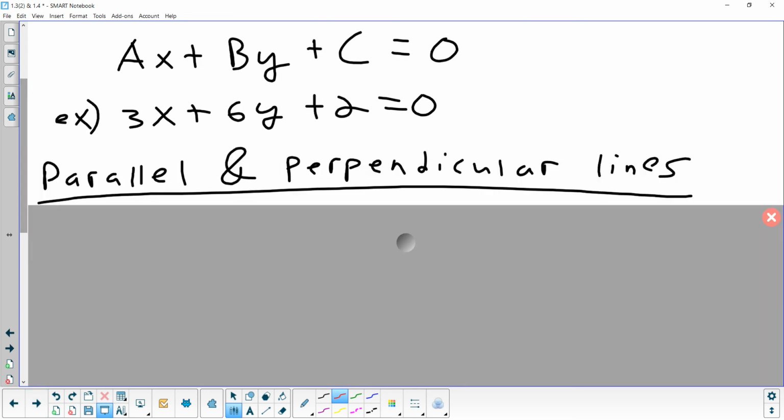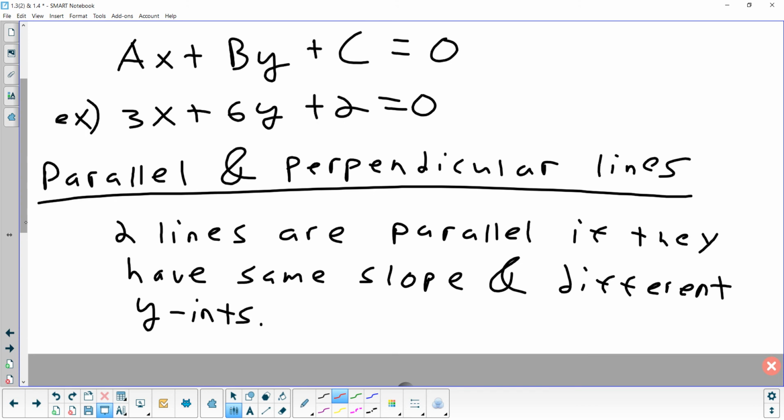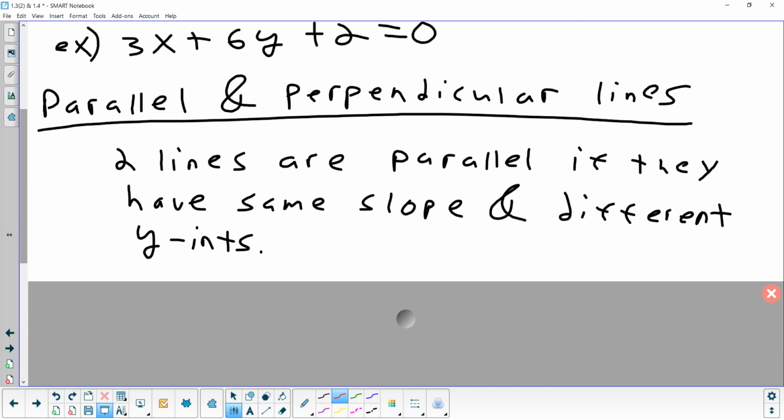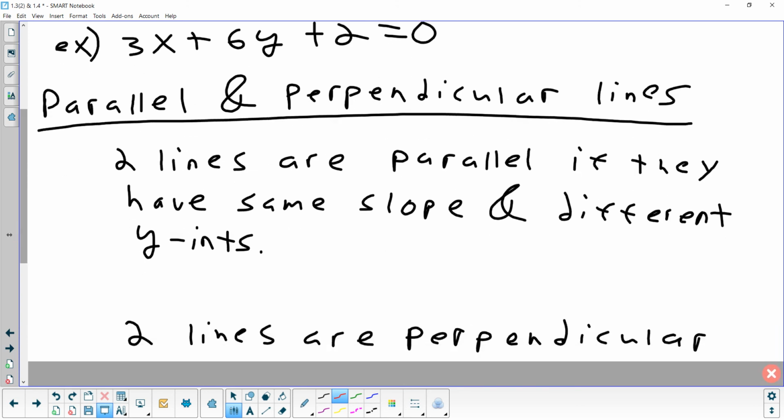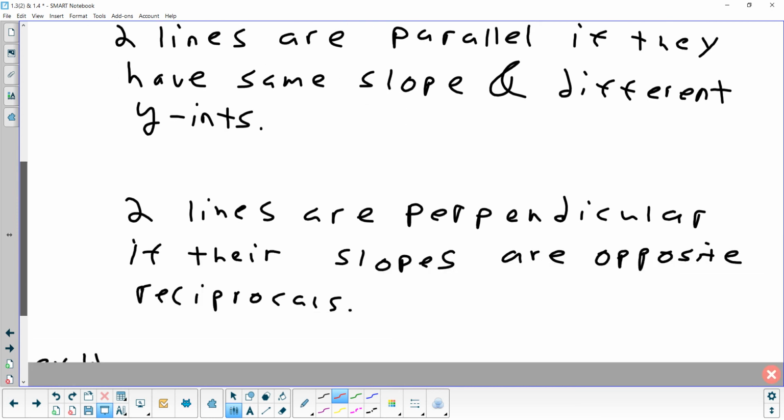If two lines are parallel, what does that mean? Actually, it means two things. You would have the same slope and a different y-intercept. Yep, same slope and different y-intercept. Does anybody remember if they are perpendicular? Something about the slopes. It's not same slope. It's a negative reciprocal. Yep, it's the negative reciprocal, or sometimes we call that the opposite reciprocal.